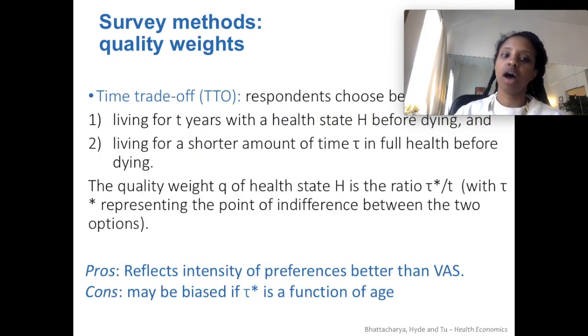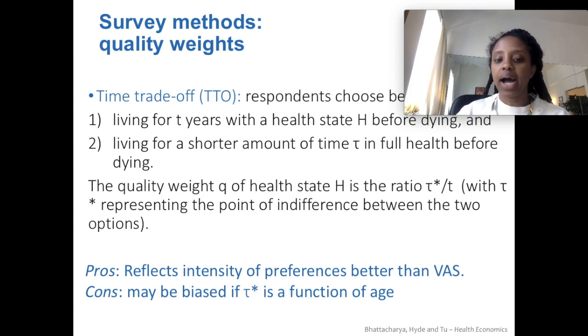So finally, we have the time trade-off, where people have to choose between living for some number of years, T, with this health state before dying, versus living a shorter period of time, tau, in perfectly full health before dying. How many fewer years would you be willing to take in perfect health versus more years with this disease? And then the quality weight is the ratio of the two periods of time. And again, this one does reflect your intensity of preferences better than that visual analog scale, how much stronger you feel about one thing than another.